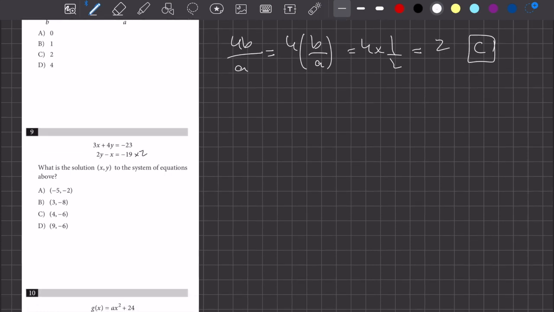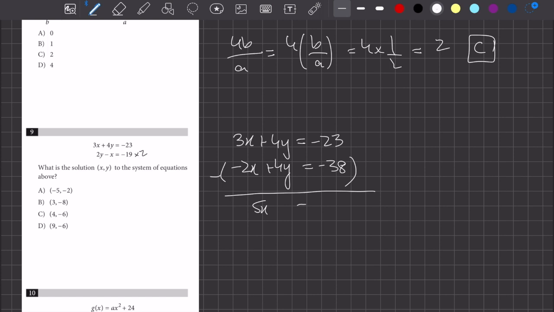Question 9 can be solved using elimination method. So we multiply the second equation by 2 and then subtract the equations. Divide both sides by 5 and get x equals 3. Plug that back into any equation. We're choosing the second, and that gives y equals negative 8, so option B.